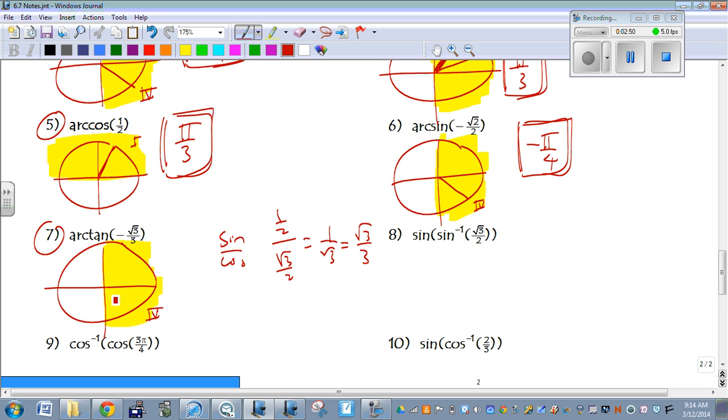So it's going to be down here, sine is going to be negative 1/2, cosine is root 3 over 2, so that's negative pi over 6.